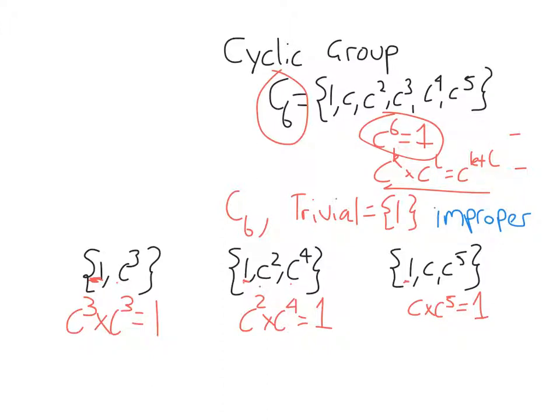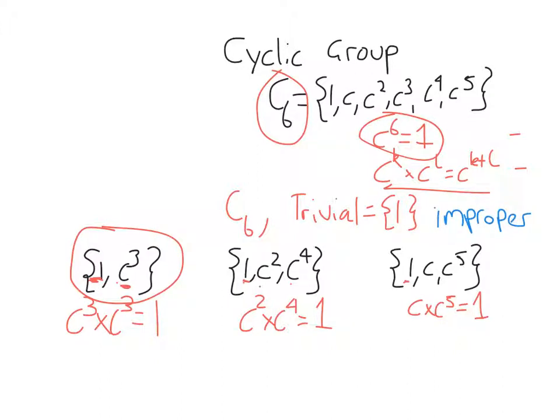That's because c cubed times 1 is c cubed, which is in the group, and c cubed times by itself is equal to 1, which is in the group. So this one is a subgroup. It satisfies all 3 axioms. So let's look at the second set to see if it's closed.